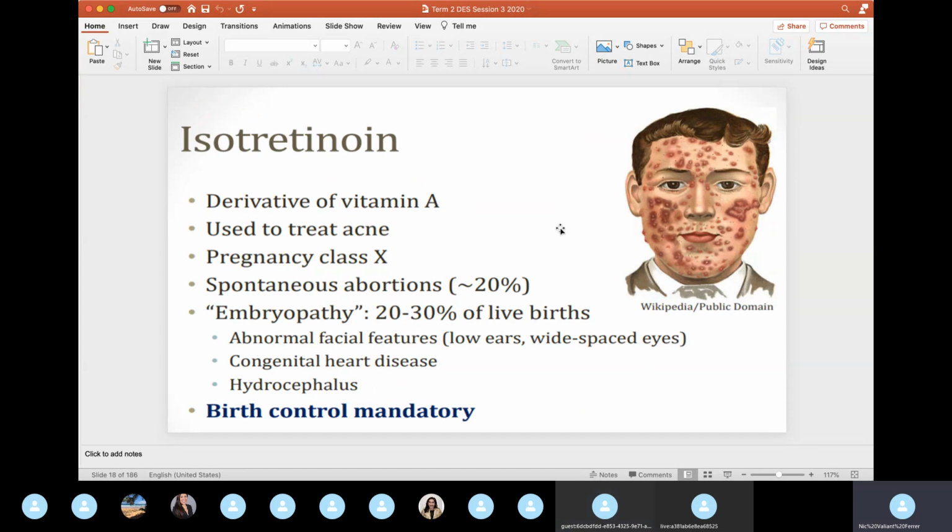Isotretinoin, this is your derivative of vitamin A. This is used to treat acne. What's the pregnancy class? Class X. It can induce spontaneous abortions. So in the fetus, you can have abnormal facial features, congenital heart disease, and hydrocephalus. Tell your patients that birth control is mandatory when the patient is taking this drug. Okay, birth control is mandatory if the patient is using isotretinoin for cystic acne.